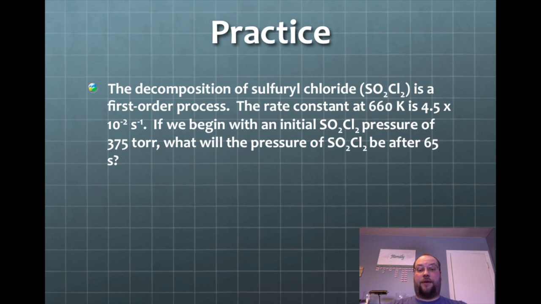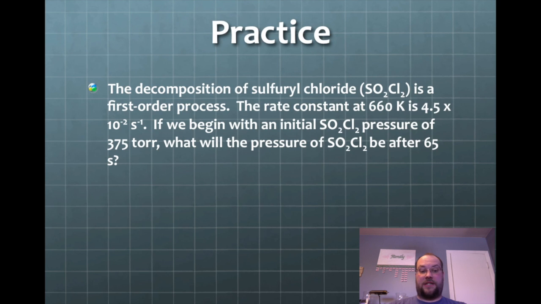So they tell you right now that we're going to be doing the natural log one. So we're doing the ln one. It's the first order, so the ln versus time is the straight line. The rate constant at 660 K is 4.5 times 10 to the negative second. Okay, so they give you your k value. If we begin with an initial SO2Cl2 pressure of 375 torr. Okay, so we're dealing with pressure. That's fine. Rate laws work with pressure just as well as they work with concentrations. What will the pressure of SO2Cl2 be after 65 seconds?